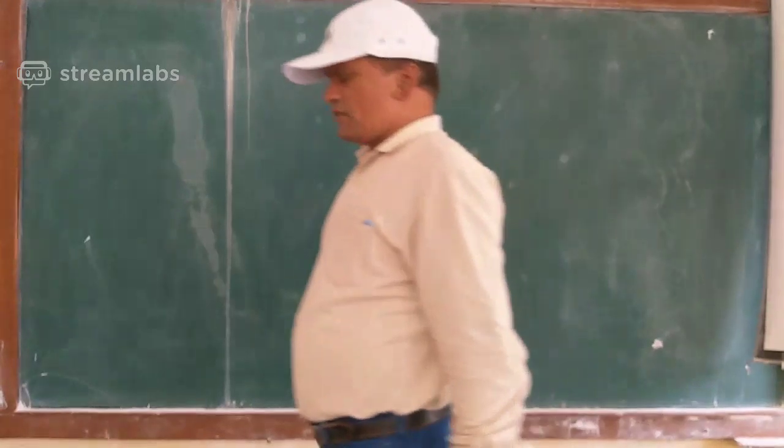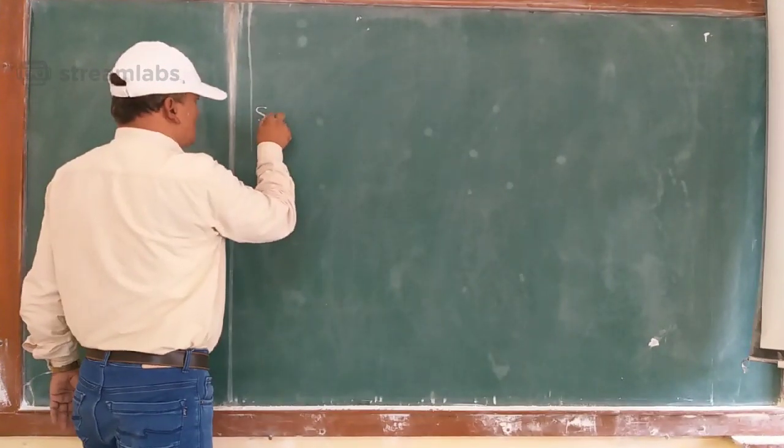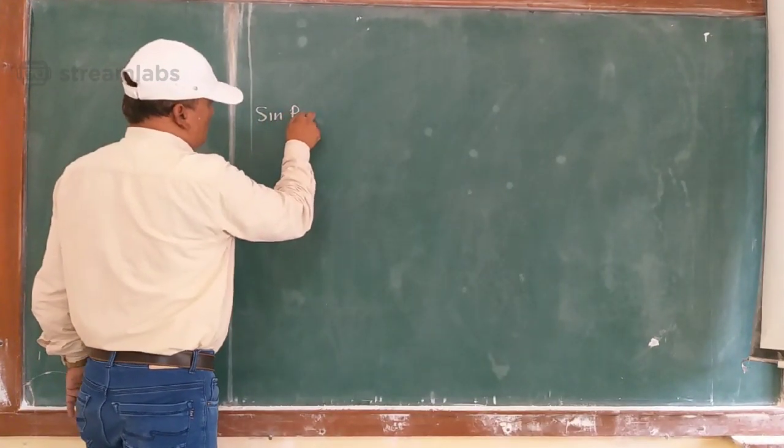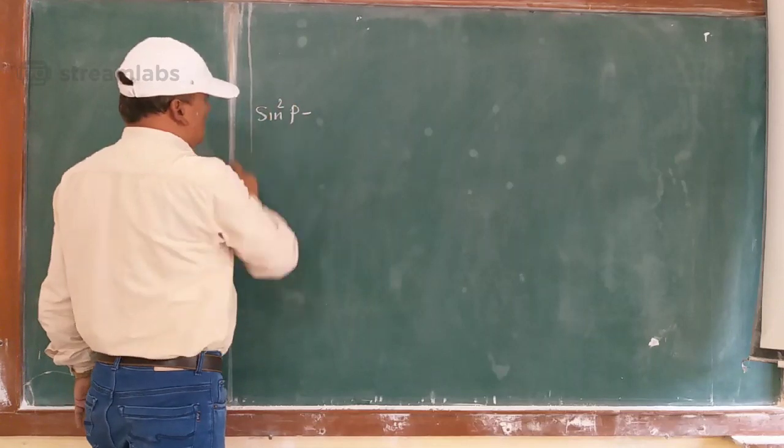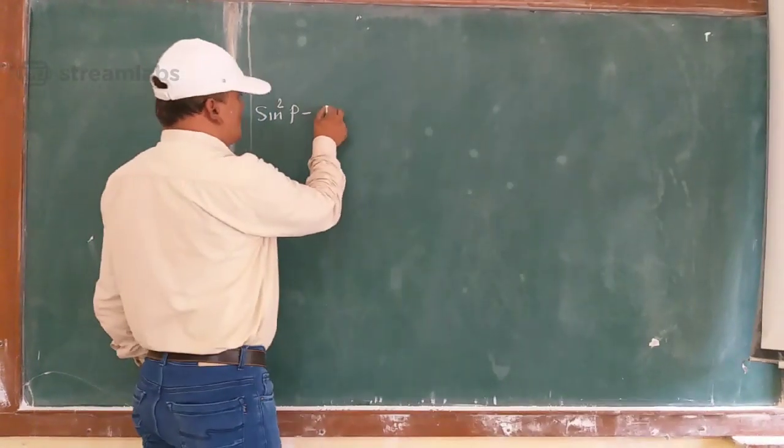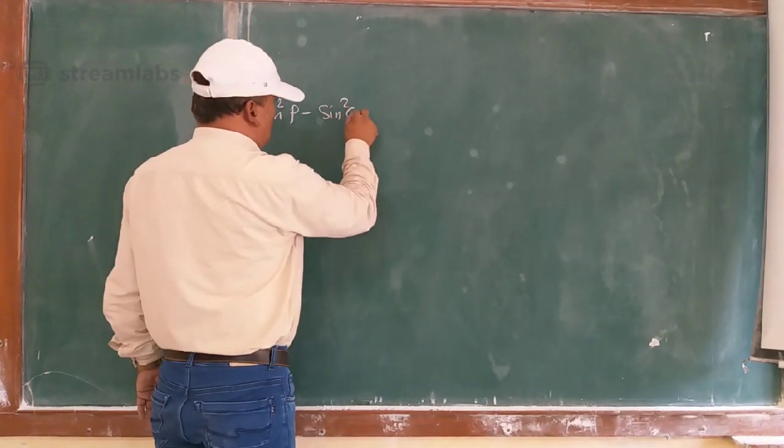It is a very important topic. But there are so many formulas in trigonometry. Today we are going to discuss some formulae from the general trigonometry. So students, remember one formula like this: sine square of p minus sine square of q.